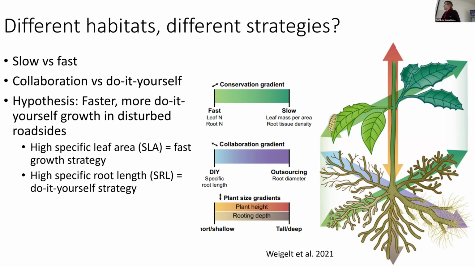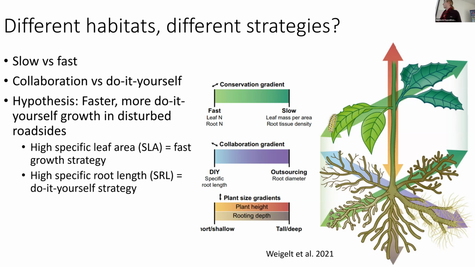And then we have a collaboration versus do-it-yourself axis, which has to do with how much they're relying on mycorrhizae to scavenge nutrients for them versus how much they are growing their own fine roots to do it themselves. The variable we looked at for this is specific root length, where a high specific root length would mean fine roots, which means they're mostly scavenging their own resources rather than relying on mycorrhizae.